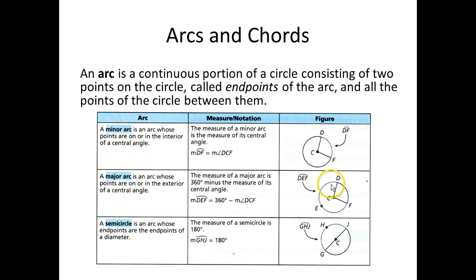Now the measure of a major arc, like arc DEF, is just 360 degrees minus the measure of its central angle. So once again, let's say that this angle DCF here measures 90 degrees. Then since the angles inside of a circle add up to 360 degrees, it only makes sense that this arc would measure 270 degrees. Because we already defined this arc here to measure 90 degrees, the measure of the central angle DCF. And of course, the measure of a semicircle is 180 degrees, because the central angle measures exactly that much.